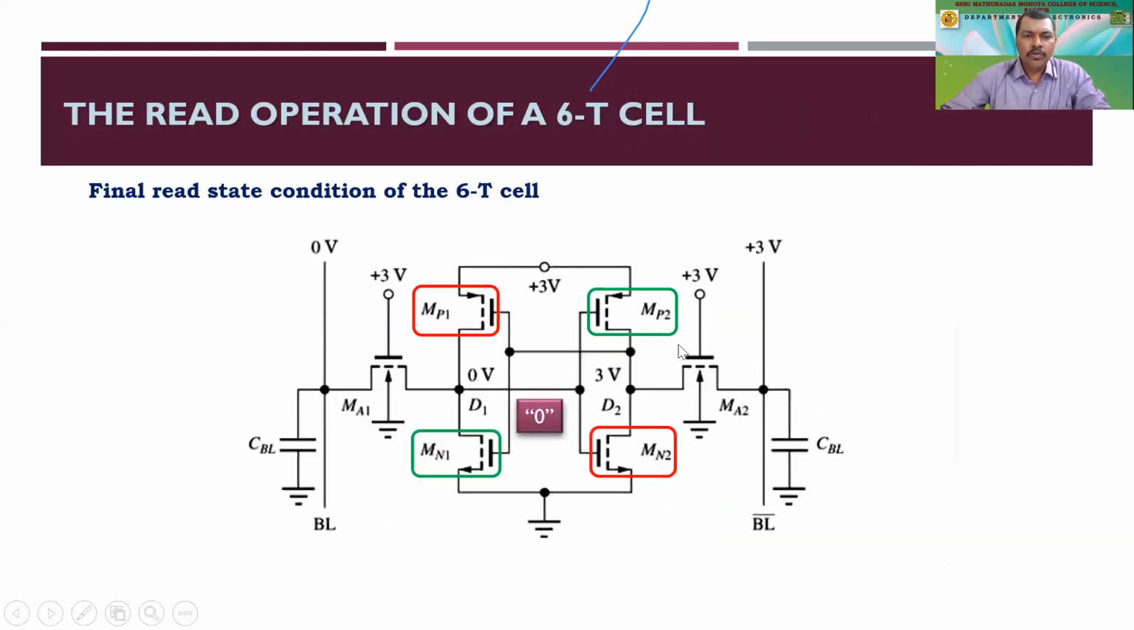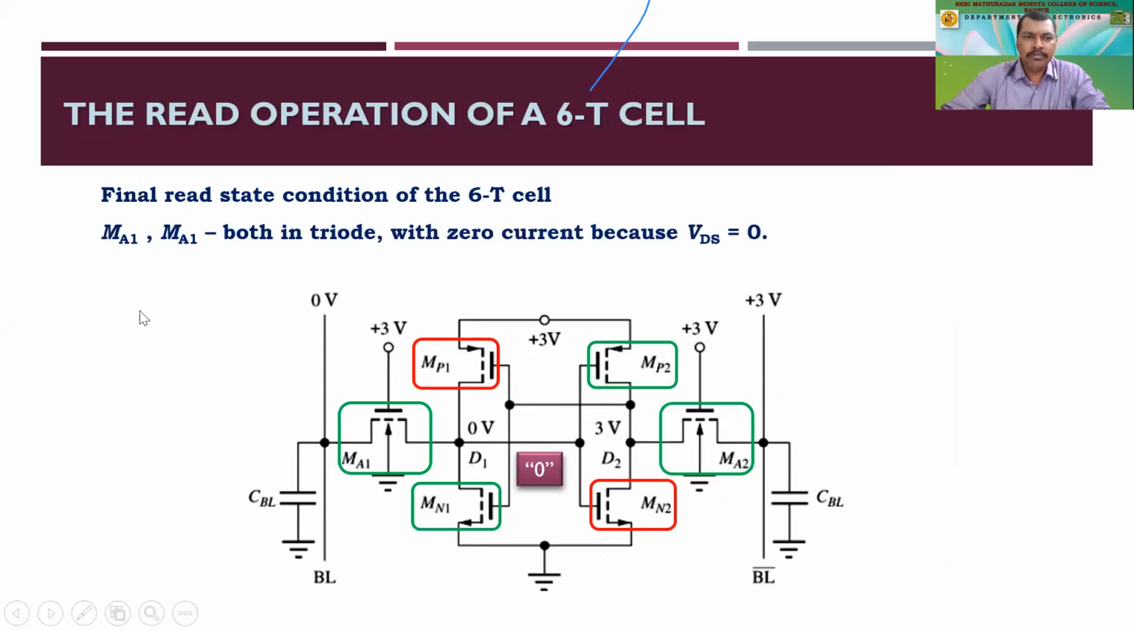And finally, what we will have, the read state condition of 6T cell will have this 0 coming across this. So plus 3 volt will be coming at this point and 0 volt will be coming at this point. So automatically, as soon as the word line becomes high, we'll have the output at this stage. So this is bit line and this is bit line bar. So MA1 both in triode with zero current because VDS is equal to 0. So this is the final stage that we are having in a 6T cell.